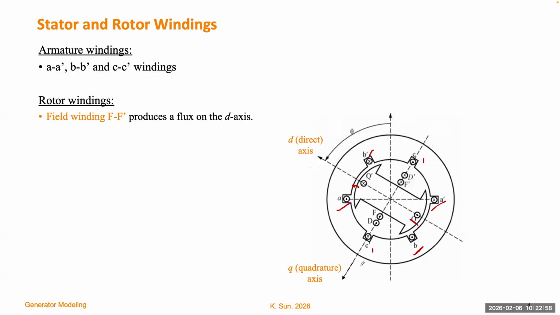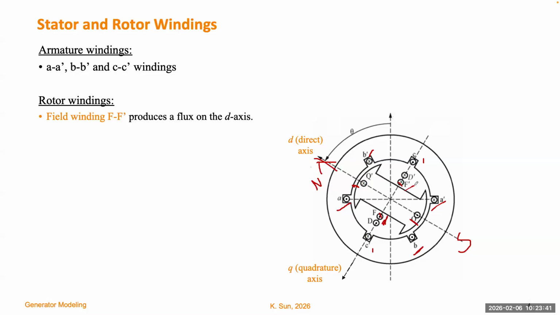So on the rotor, we have a number of windings to model. First, the most important one is the field winding. If we assume this is the direction of the magnetic field, this is N, and the other side is S. Based on Ampere's law, to generate this magnetic field, you need to have current coming out from this side and going in from the other side. So this will be the field winding with F and F prime.